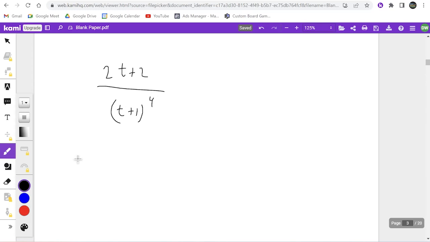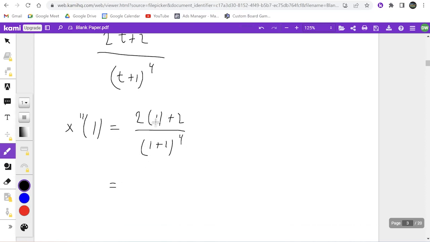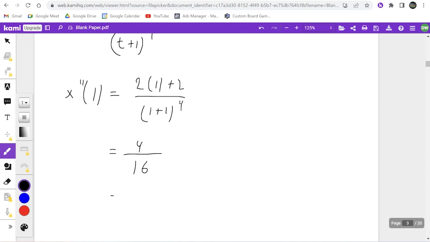And so now, since we want the second derivative when you plug in 1, all I'm going to do is plug in 1 here. 2 times 1 plus 2 over (1 plus 1) to the 4th. Numerator, that's going to be 4. Denominator, 2 to the 4th is 16. Looks like we get a final answer of 1/4 for the acceleration. Any questions there?